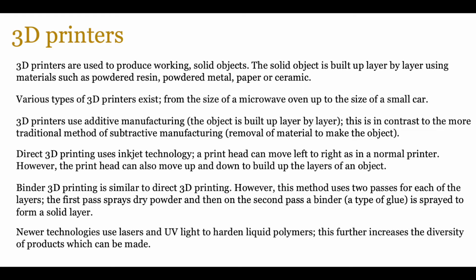Another type of 3D printing technology uses binder 3D printing, which is similar to direct 3D printing. So it still uses the same process, but it takes two passes. The first pass deposits a dry powder, and that's layered, and the second pass delivers a binding agent, which is kind of like a glue, and that's sprayed to form the solid layer. So you spray the dry powder, then you spray the binding agent, and then you keep repeating the process.